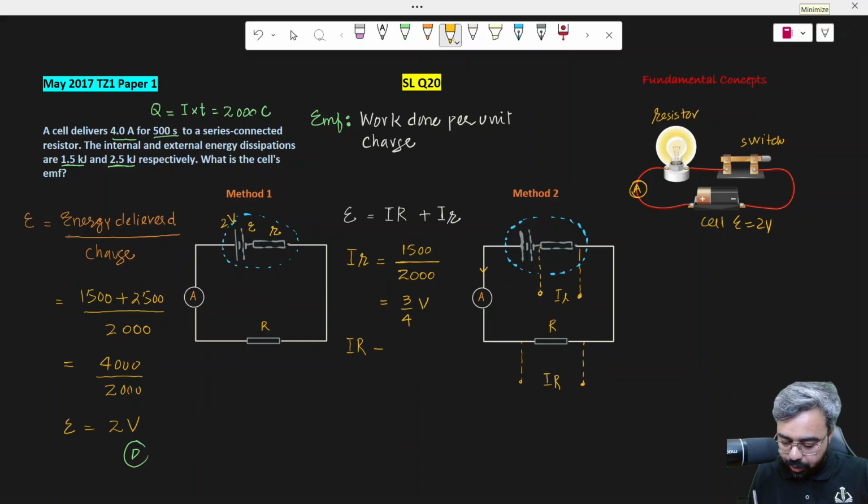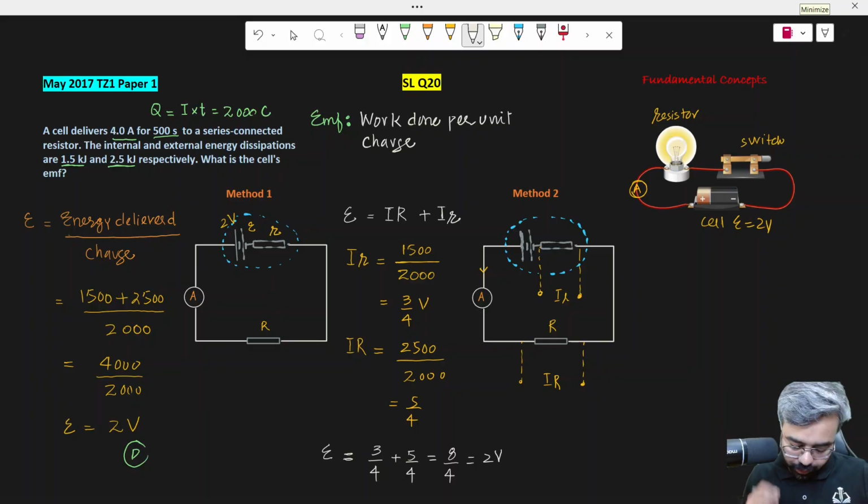There is a potential difference across the external resistor, which we can find the same way, which is 2500 over 2000, and that will become 5 over 4. So finally, you see that we get 2 volts, once again the same answer, and option D is the right answer.